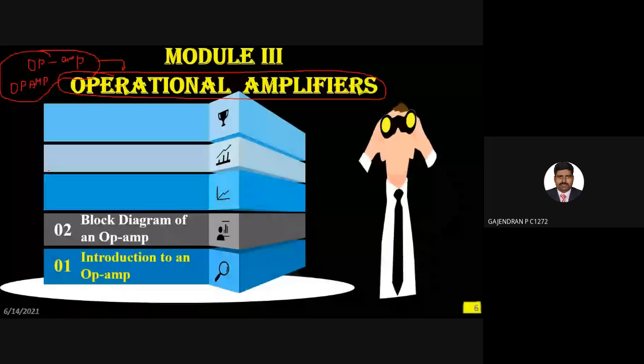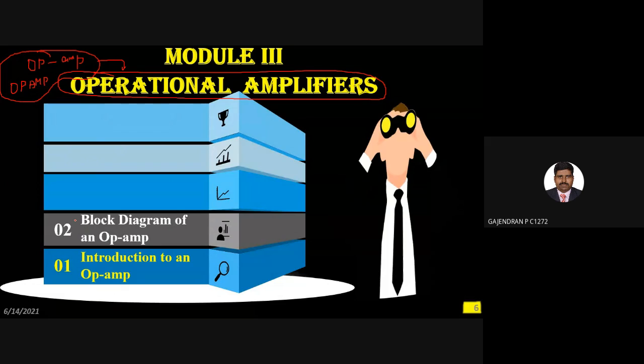We have seen the block diagram of the regulated power supply. Am I right or not? In which module have we seen those things? In the first module, do you remember those things? Regulated DC power supply. There we had a step down transformer, later a rectifier, later a filter, and finally a voltage regulator.